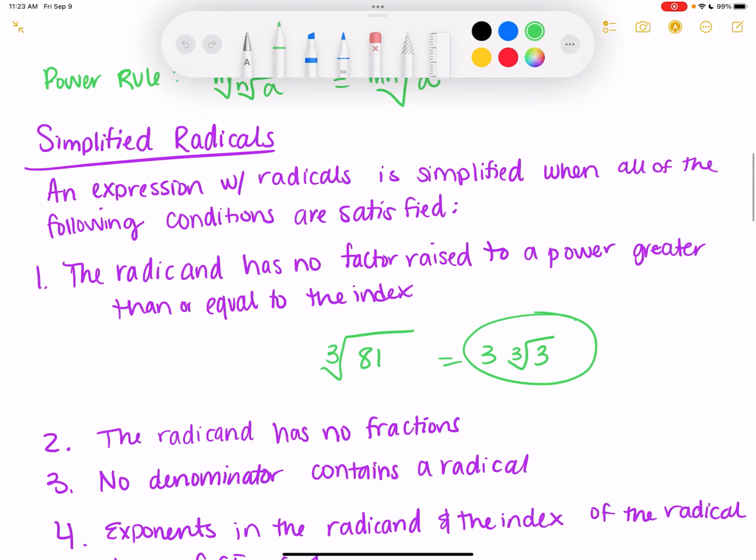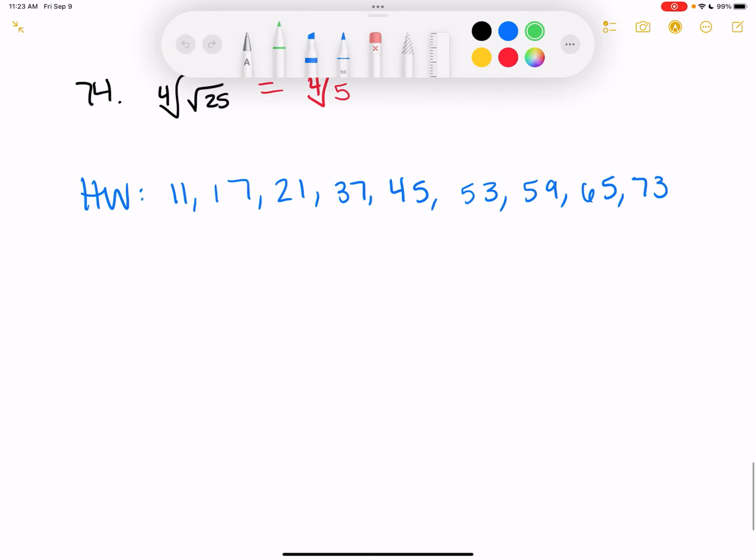All right, so we're going to wrap up the last little bit of this. It's just one more little section of stuff here.